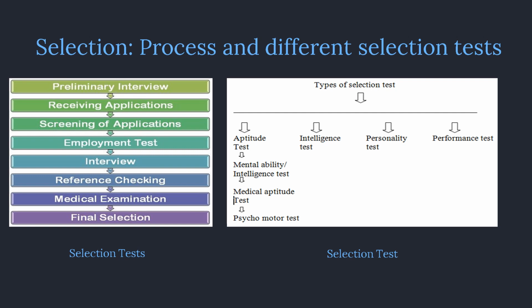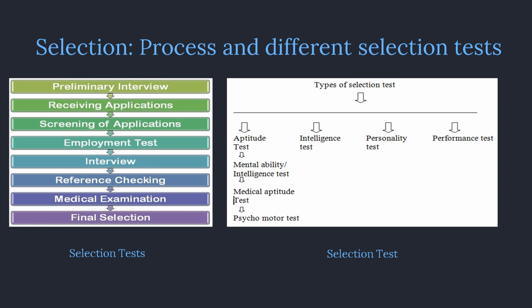Like the employment test, again, the people will be screened out. Then there is the interview, again, the people will be screened out. Reference checking is being done, medical examination, final selection. Now, this is according to the government structure. Like if you are going for any of the government organizations and a recruitment in that, the selection criteria is going to be based on these.